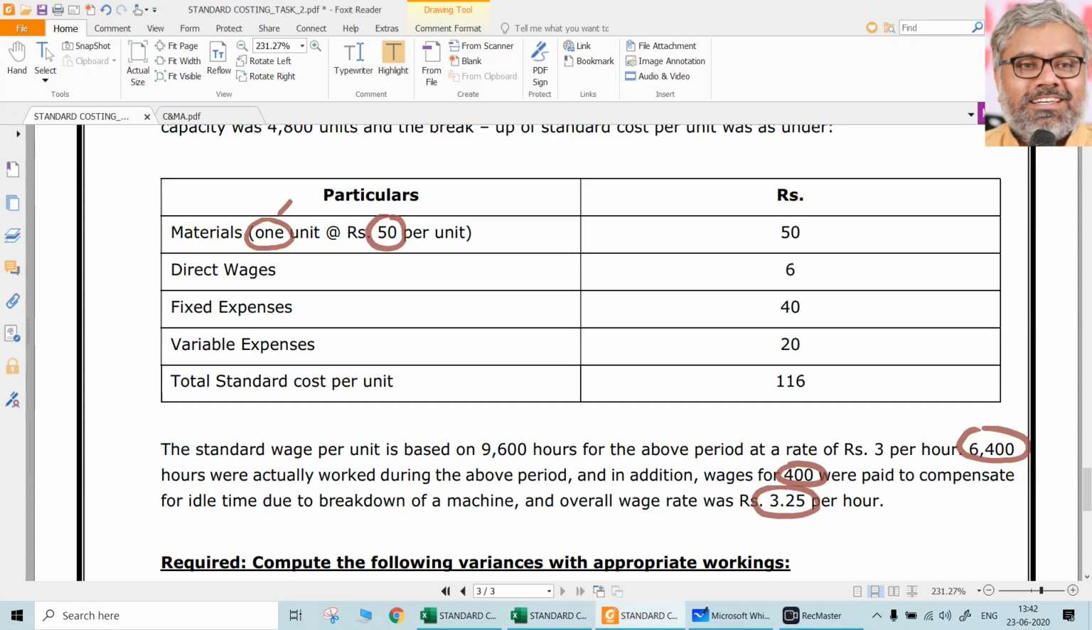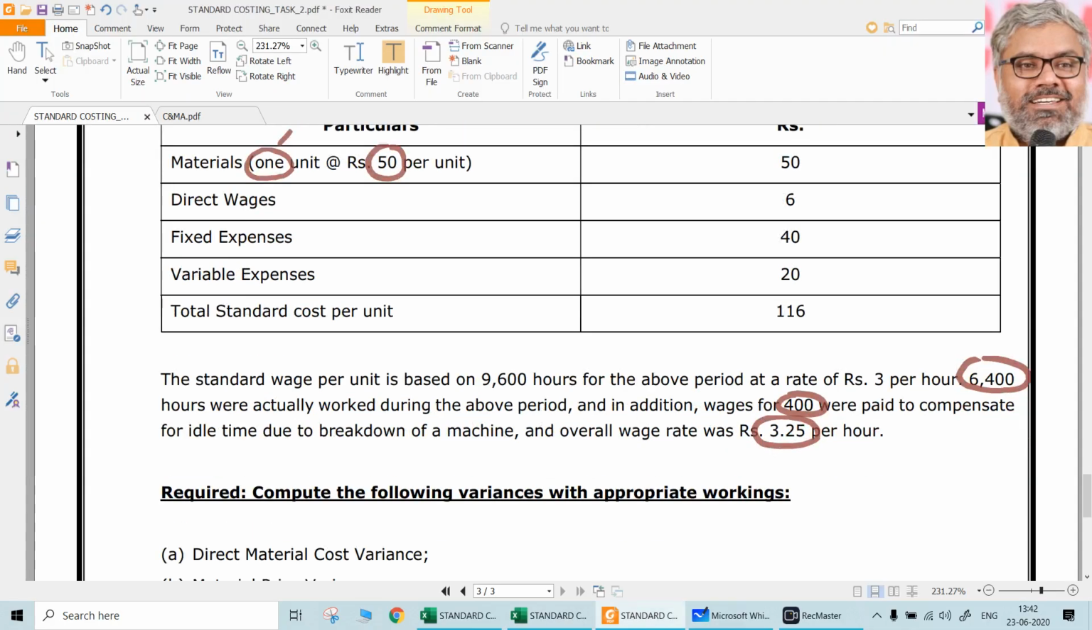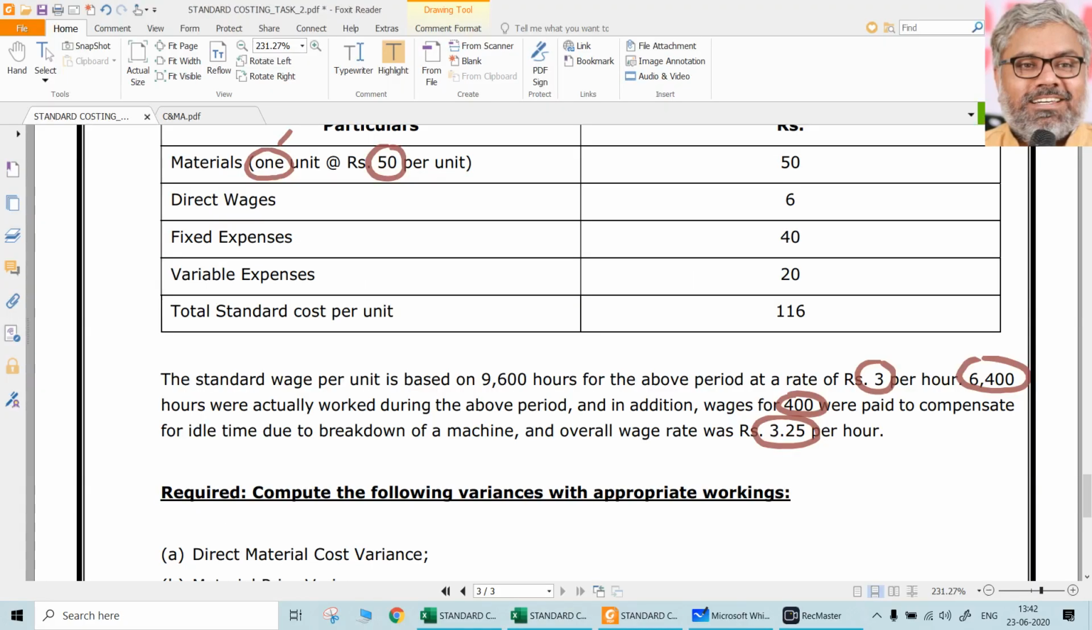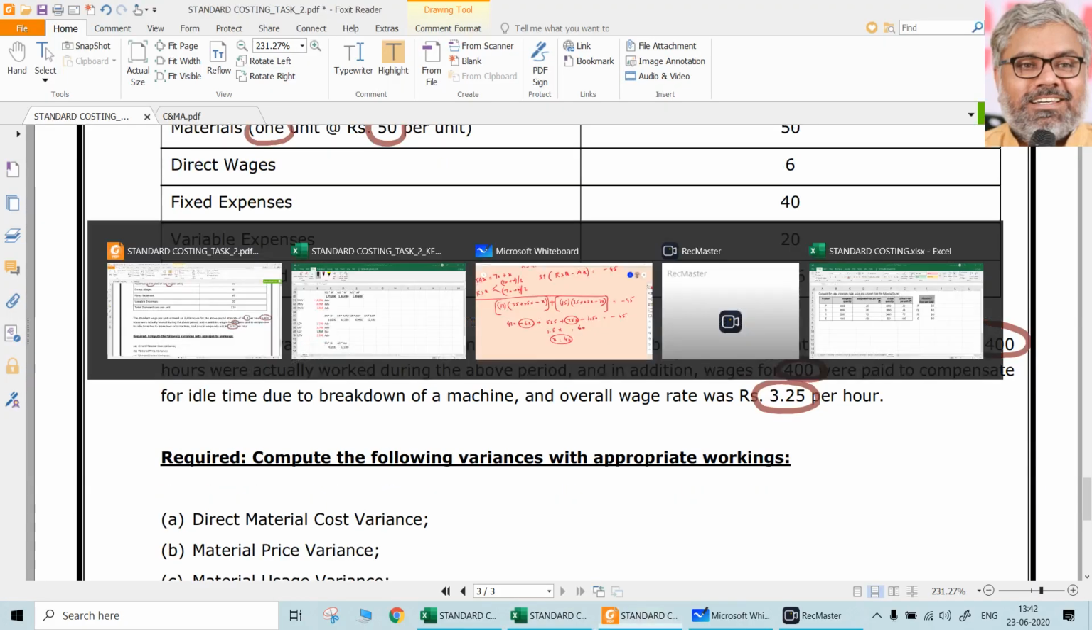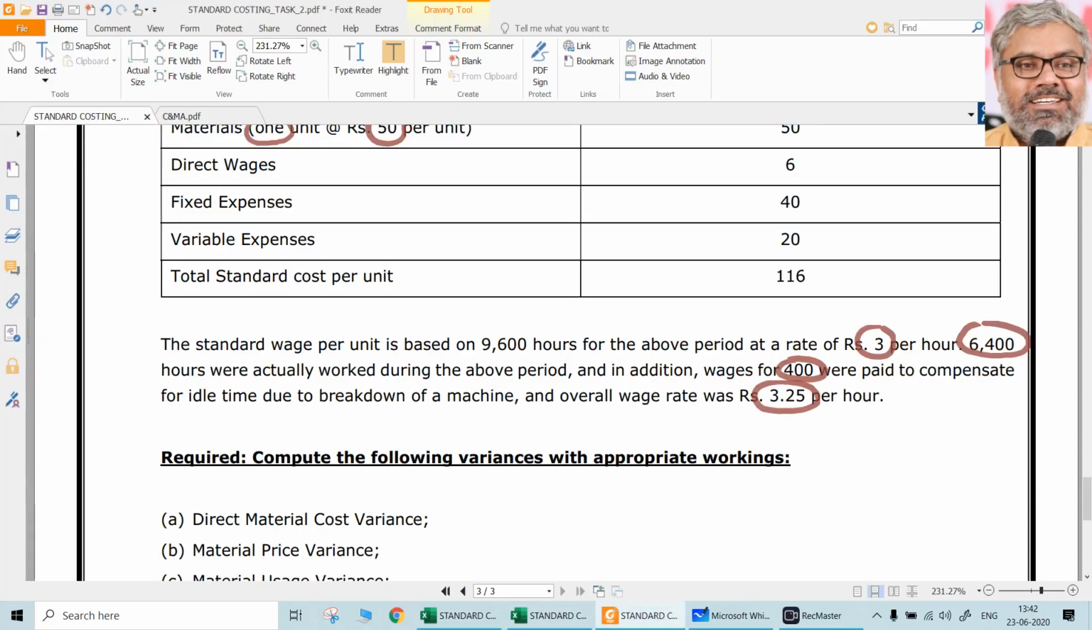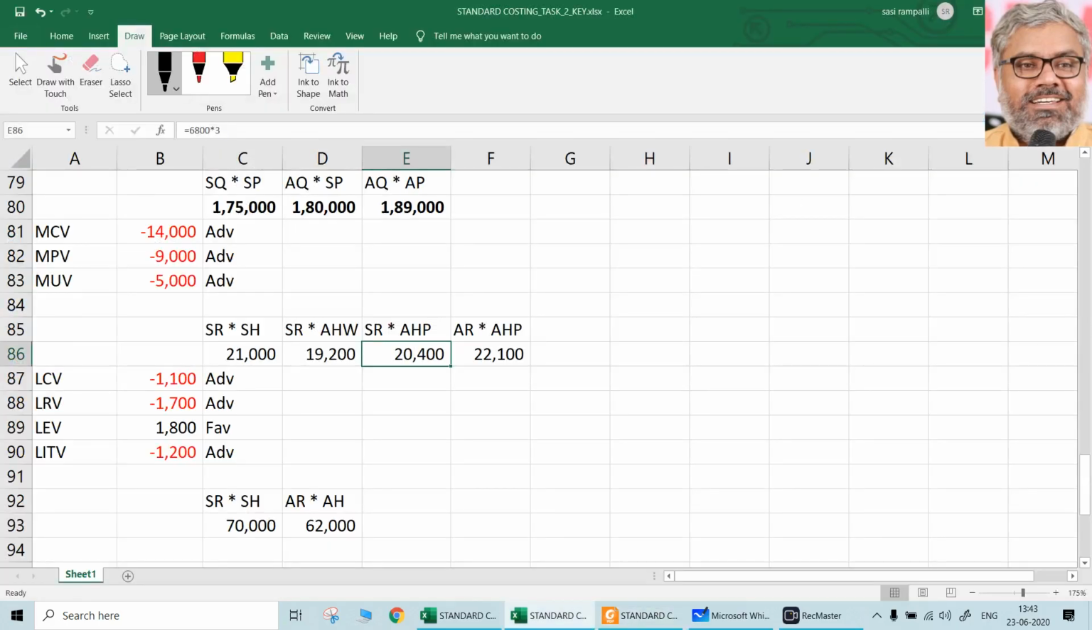Standard rate is already given. That is 3 rupees per hour. So wherever SR is there, you can just substitute that: 3 rupees, 3 rupees, 3 rupees. Then actual hours paid are how many? Actual hours paid 6,800. Just now we know that. So 6,800 into 3. That is SR into AHP, that is actual hours paid.